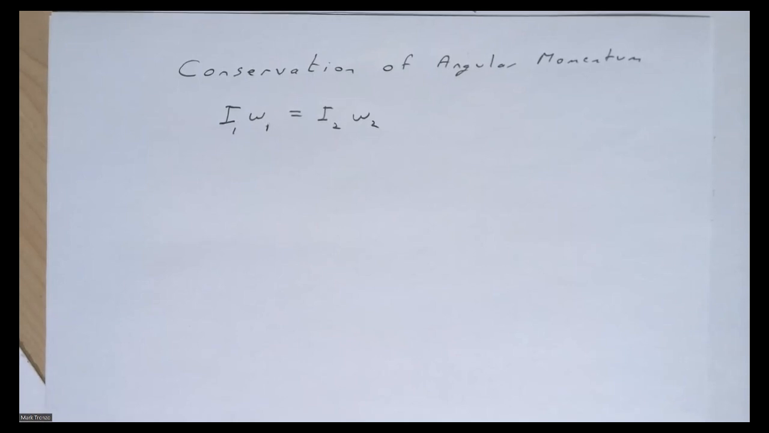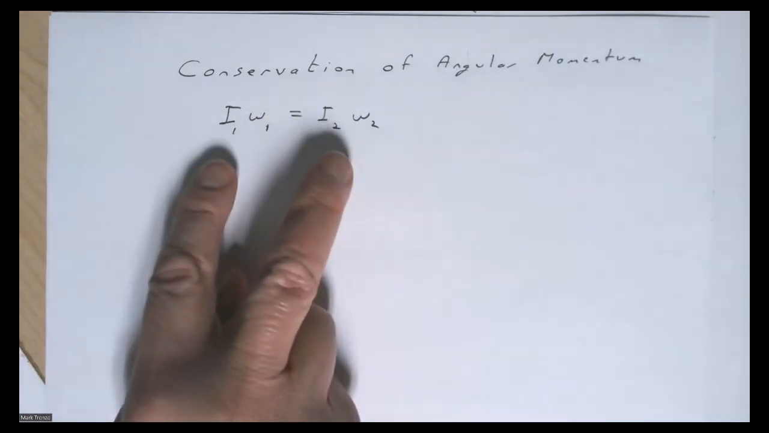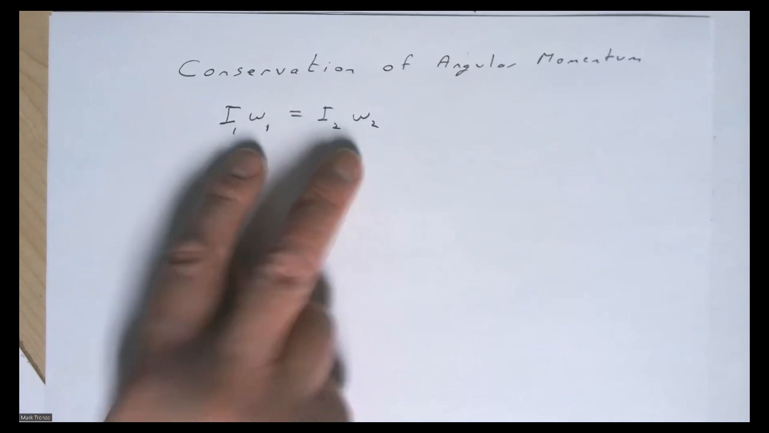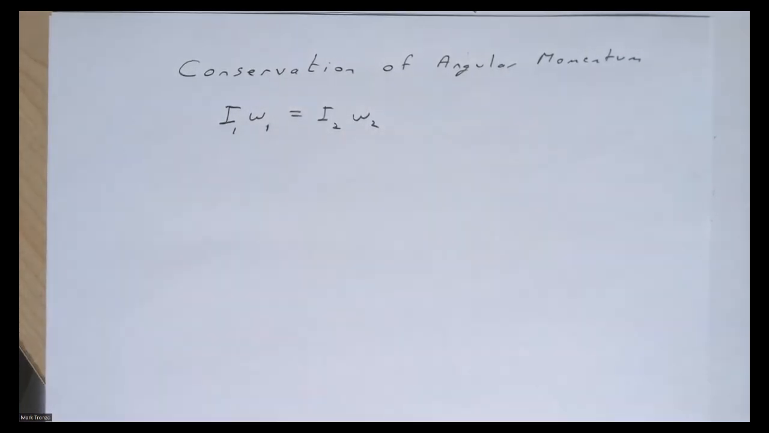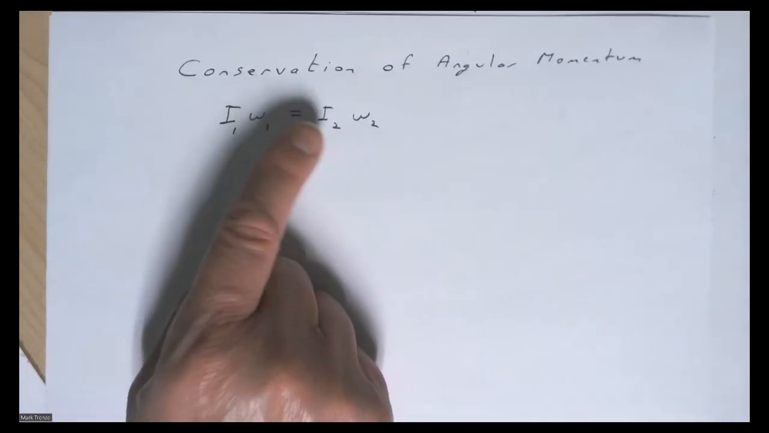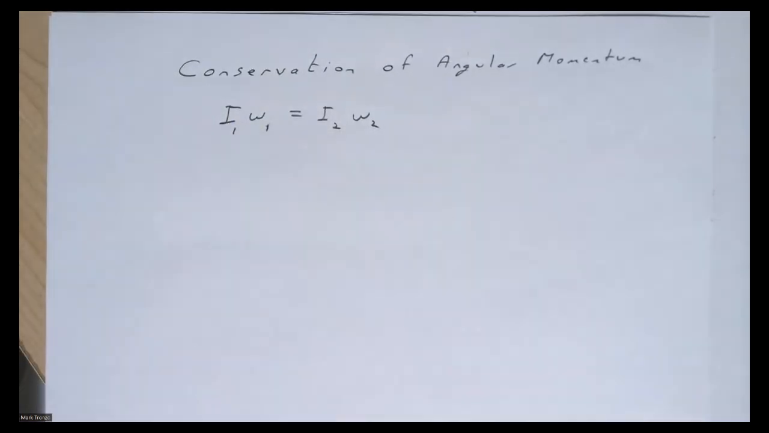For these next couple of problems, we're going to use conservation of angular momentum, because in the next couple of problems there's going to be no moment and therefore no impulse. So we're going to have just conservation of angular momentum, which means I1 omega 1 is equal to I2 omega 2.